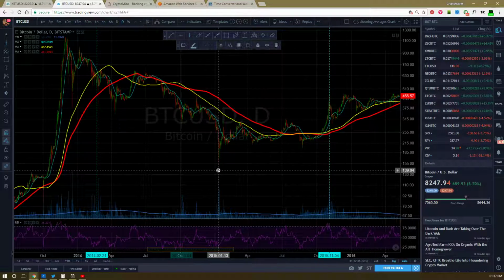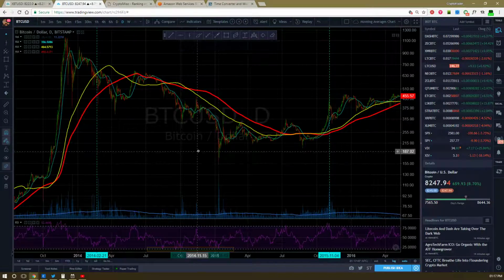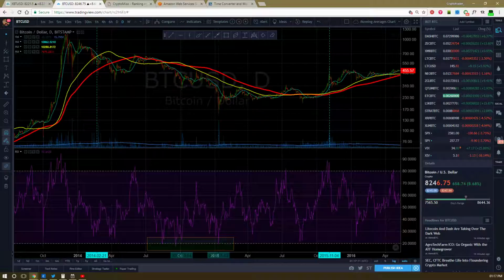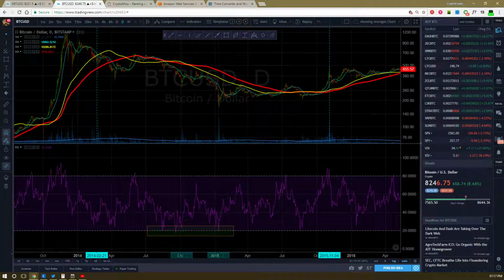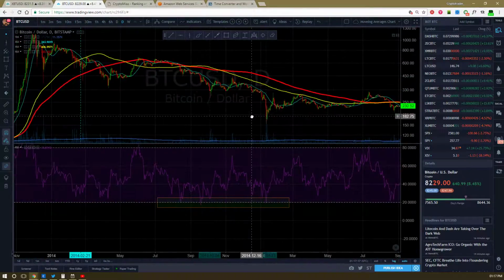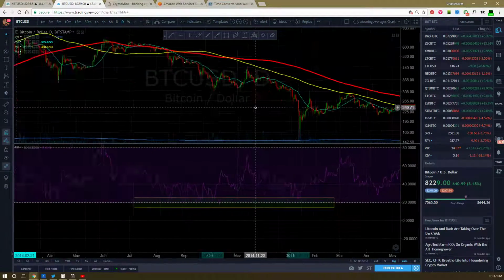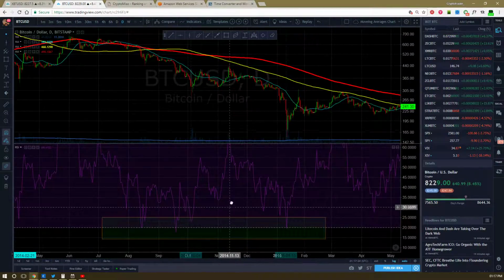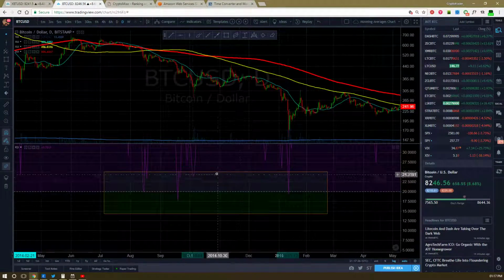All right. Okay. So now let's go to the RSI down here. Let's pull this out a little bit and pull this up a little bit. See if we can really get in here and see what's going on. Now this is the bottom of the RSI.